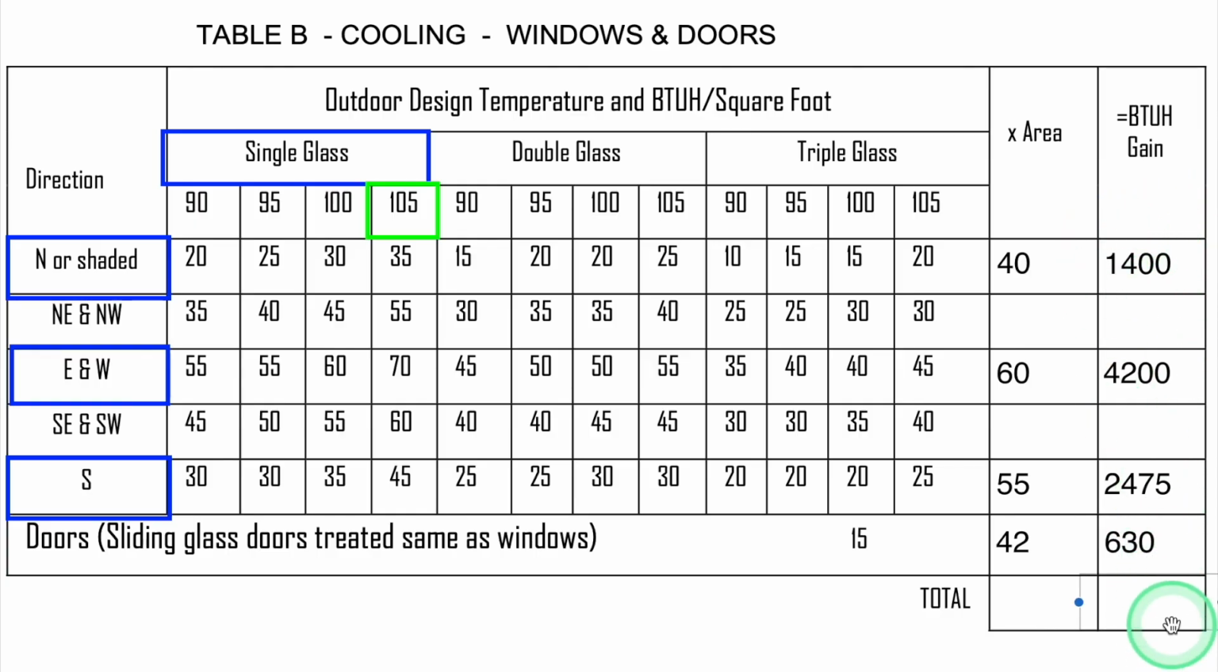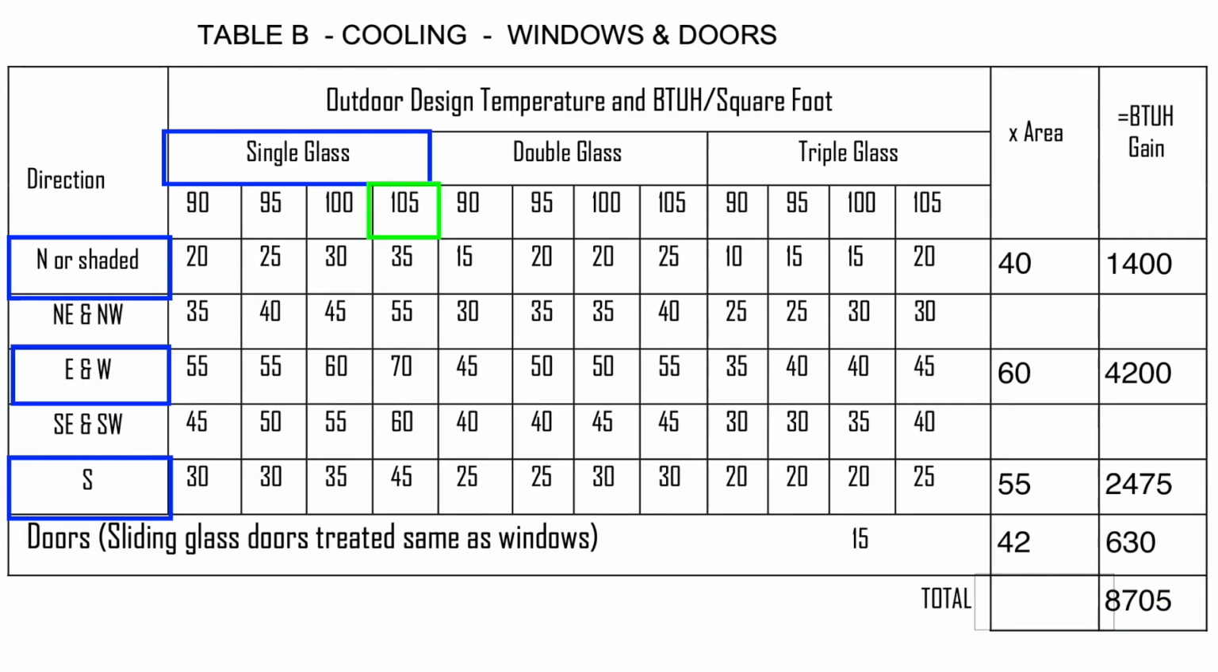And if we add all these up, we can figure out our total heat gain for all these windows per hour. Let's add that up right now. So 1400 plus 4200 plus 2475 plus 630 equals 8,705 BTUs per hour. Guys, the next step is to add or total all the areas into the bottom of the totals for area. Let's do that now.